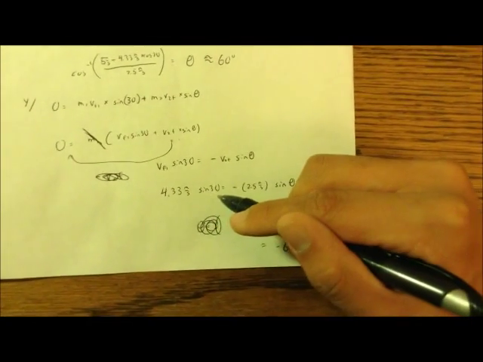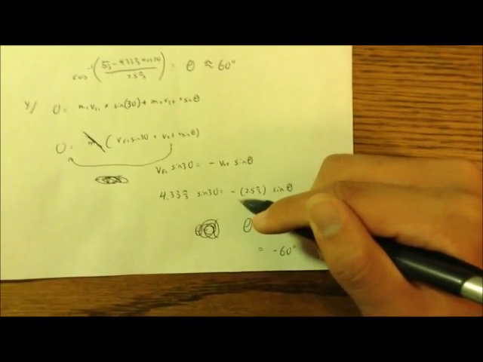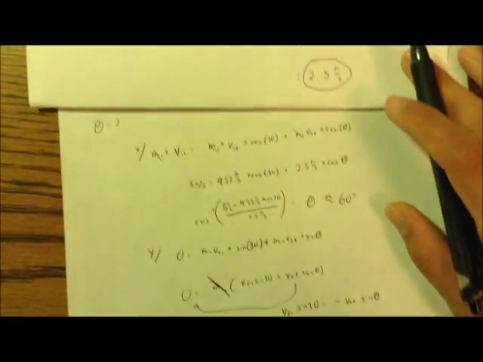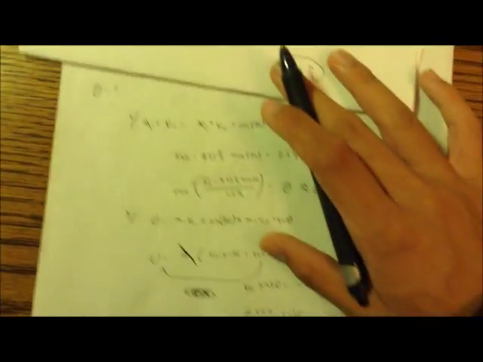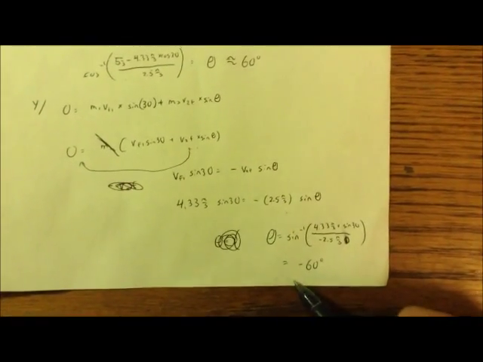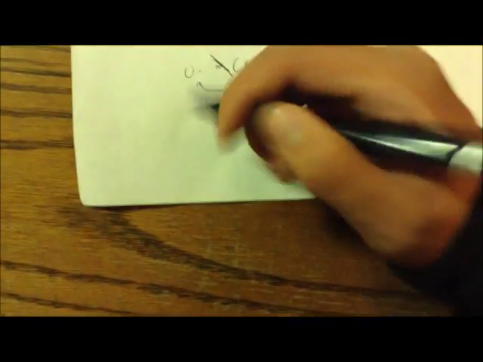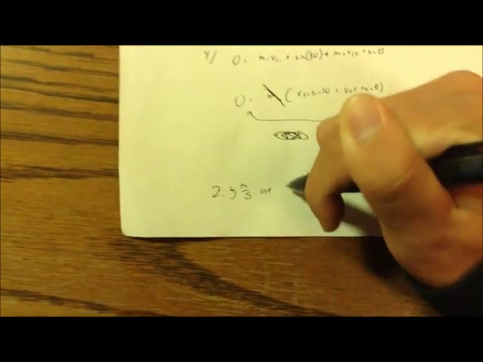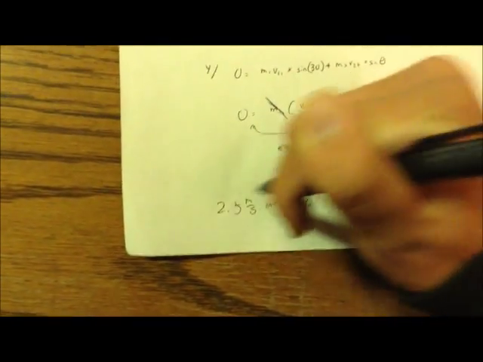We get 4.33 meters per second times sine 30 equals negative 2.5 meters per second times sine theta. The 2.5 meters per second comes from the previously solved equation, where v2 final equals 2.5 meters per second, if you're wondering. We solve for it and get negative 60 degrees. This one is more accurate with the negative, since the y component can tell whether it's facing upwards or downwards. So the resulting answer is 2.5 meters per second at negative 60 degrees. And that's how you solve number 27.